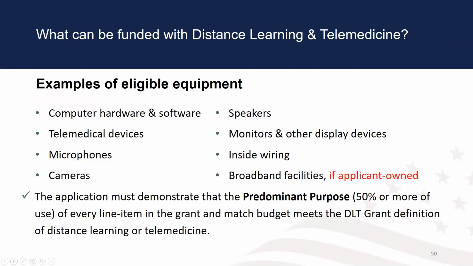Examples of eligible equipment: computer hardware and software, telemedical devices. A lot of times we see these as telemedicine carts. Microphones, cameras, speakers, they all fall into peripheral items, and monitors. We also provide a small amount of broadband facilities. It can't be more than 20% of the application, and the applicant has to own. The applicant in our program owns all the equipment.